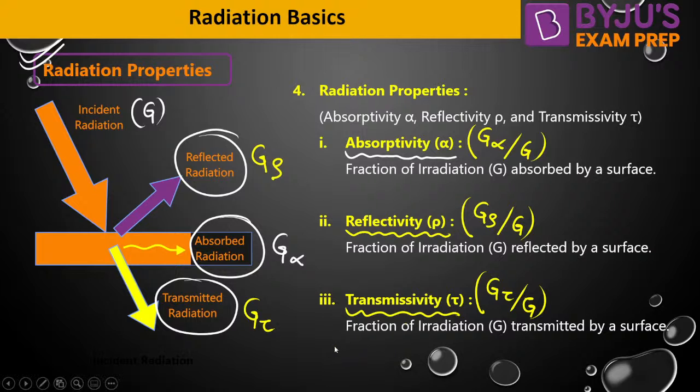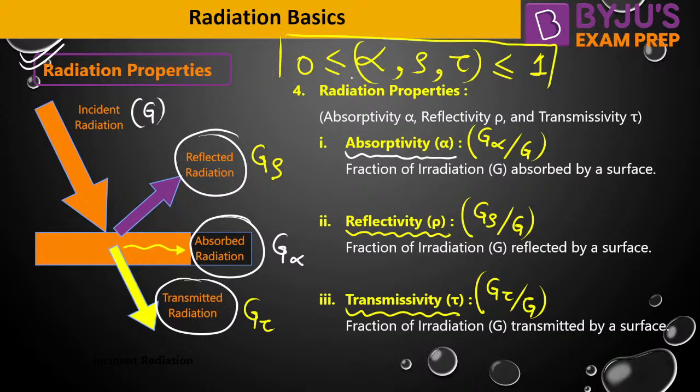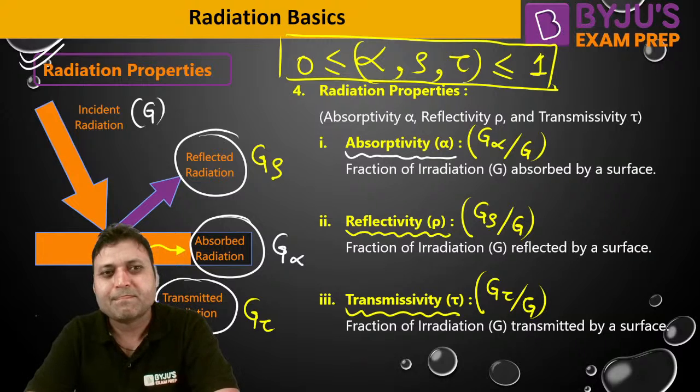These are called radiation properties, and all the radiation properties are positive fractions. The value of these radiation properties lies between 0 and 1. Is this clear? Is it all clear?